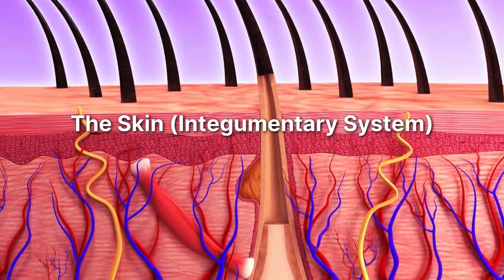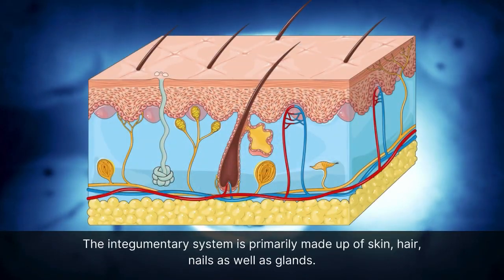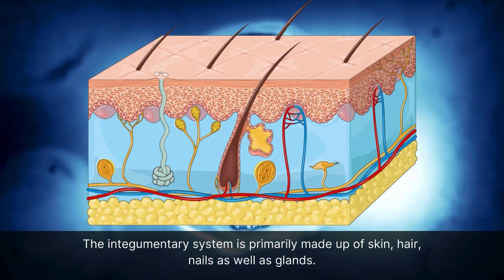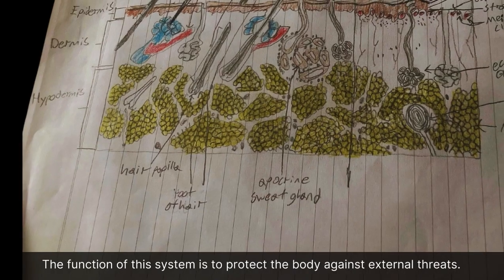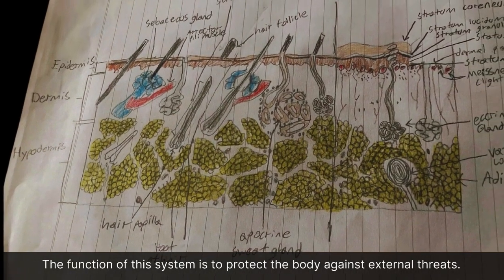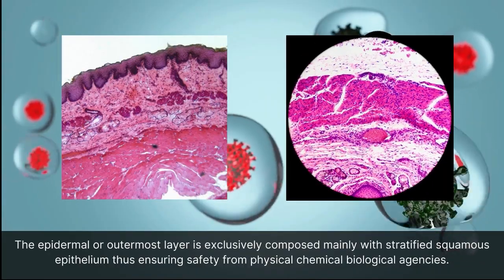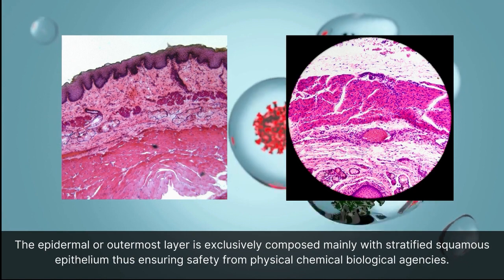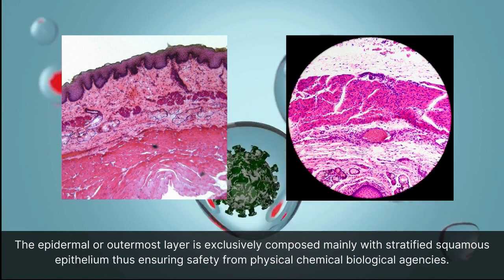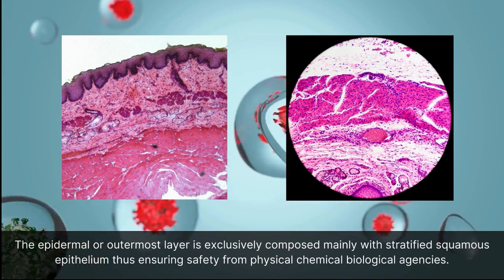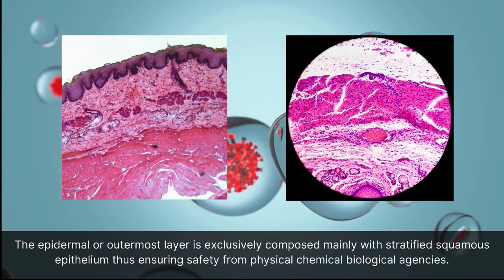Skin. The integumentary system is primarily made up of skin, hair, nails, as well as glands. The function of the system is to protect the body against external threats, and the outermost layer is exclusively composed of stratified squamous epithelium, thus ensuring safety from physical, chemical, and biological agents, and things like scratches.